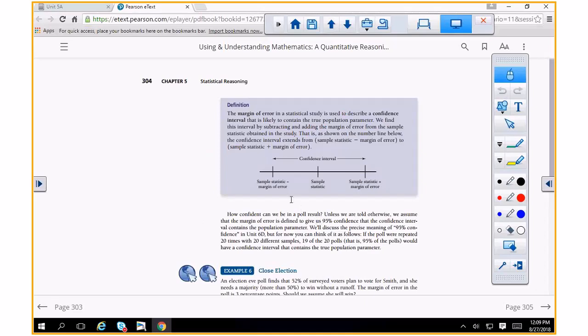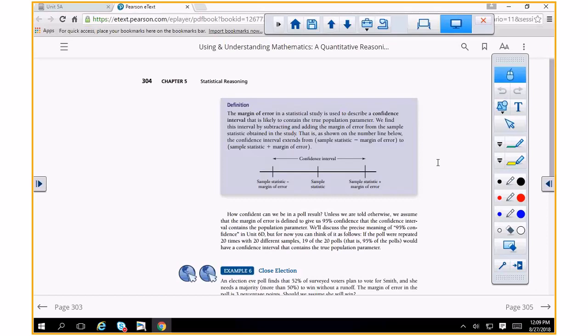Okay? Here we go, margin of error. Write that down. Margin of error describes the confidence interval. How much confidence do you have in this poll? Now, where do you find the margin of error? It's at the bottom of the poll. It's usually in very small what? Letters. It'll say plus or minus 2%, or plus or minus 3%, or plus or minus 8%.